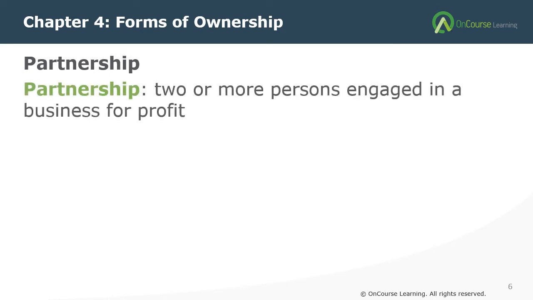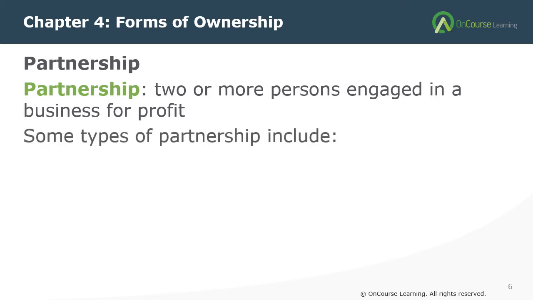We can also have sole ownership by a singular business, and some of these business forms include a partnership. A partnership is two or more persons engaged in a business for a profit. Some types of partnerships include the general partnership. With the general partnership, each partner faces unlimited liability.